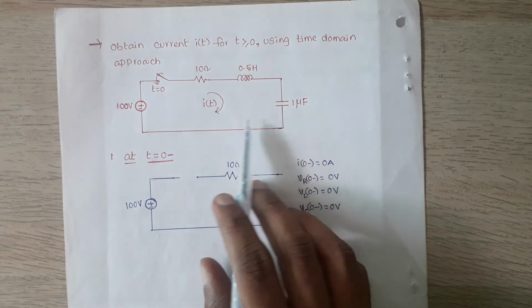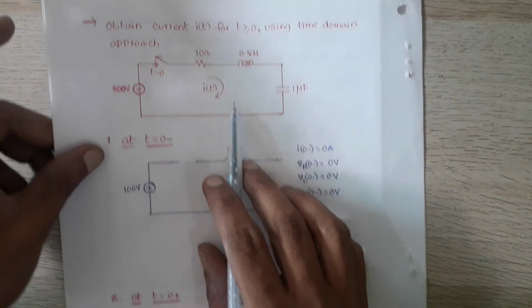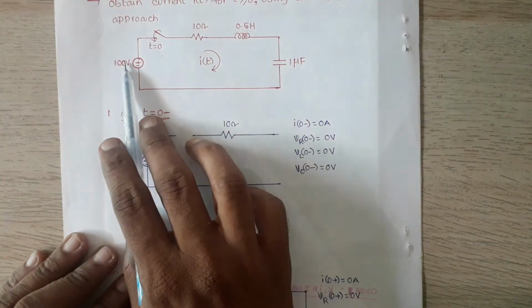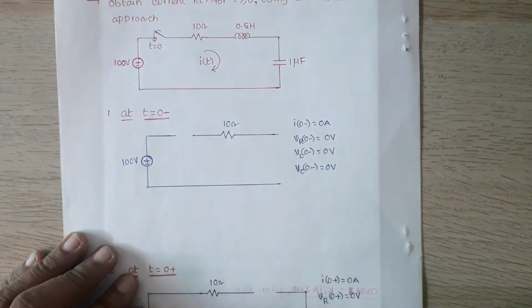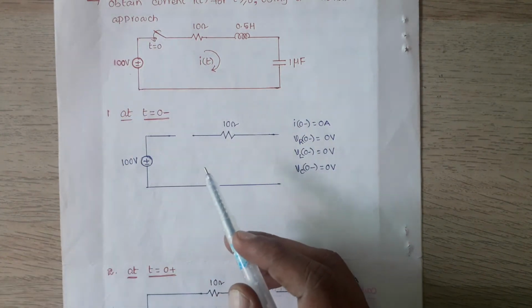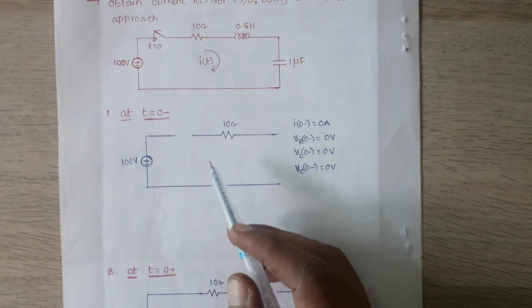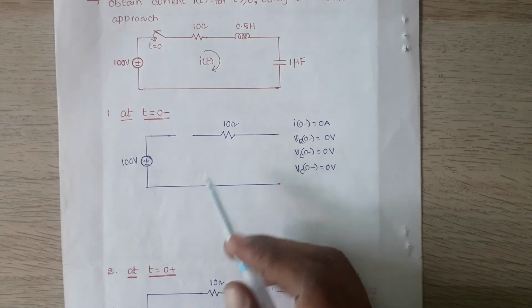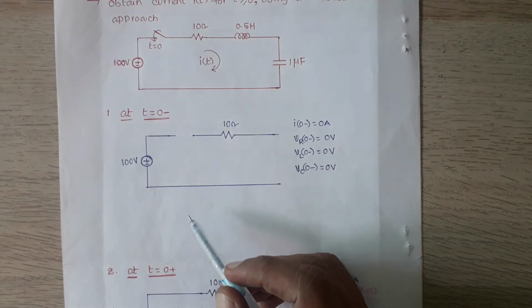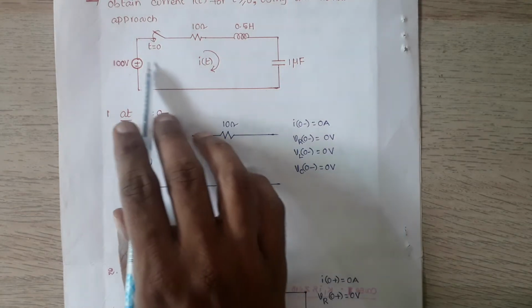And the model is an RLC circuit connected to the source at t equal to 0. So first let us write the equivalent circuits at t equal to 0 minus, at t equal to 0 plus, and at t equal to infinity.